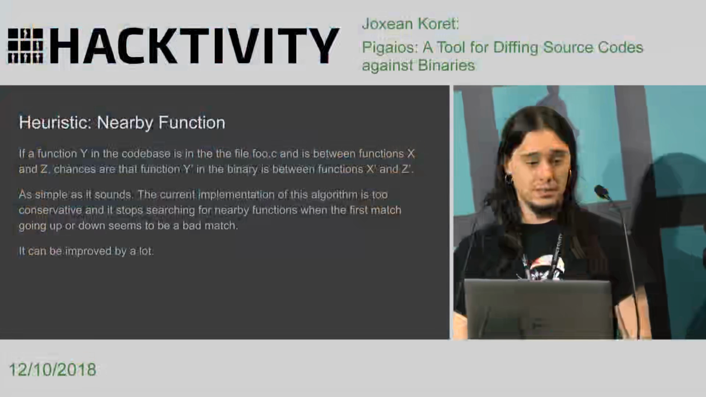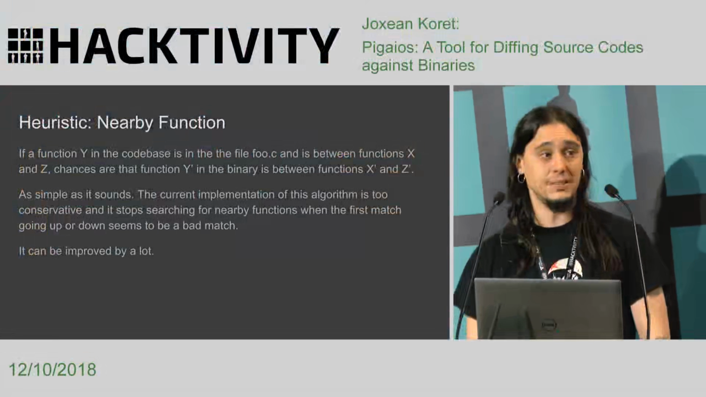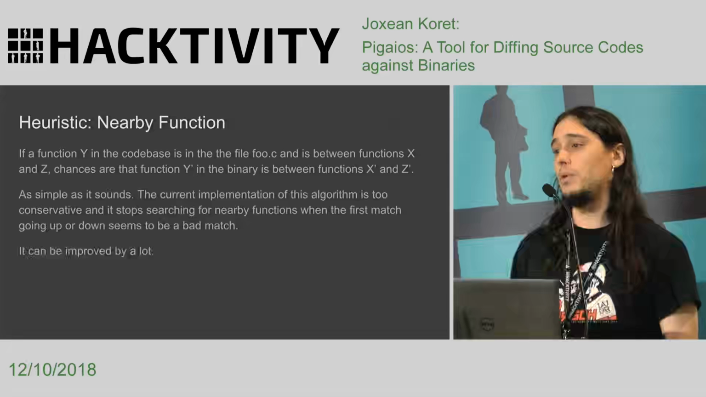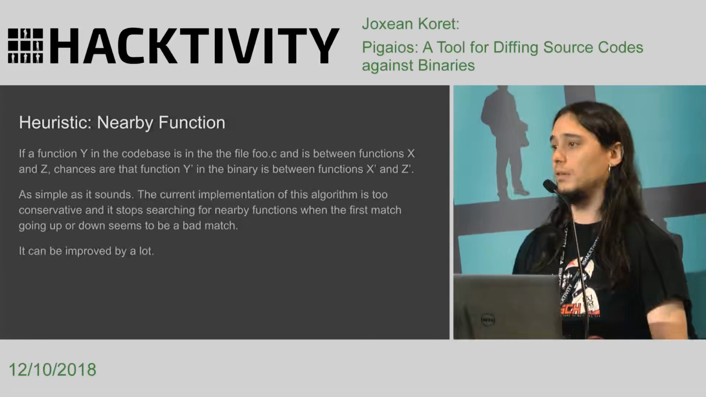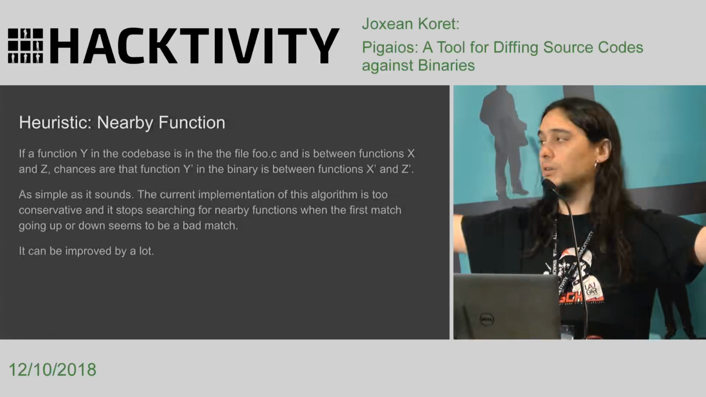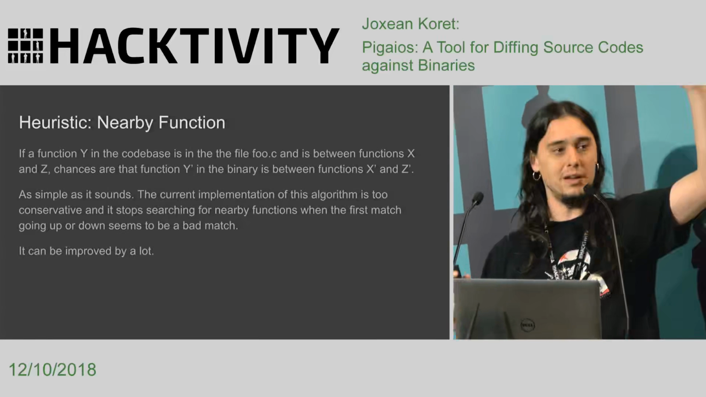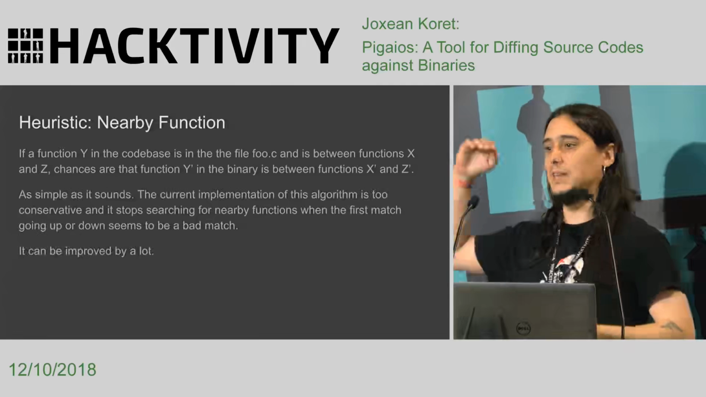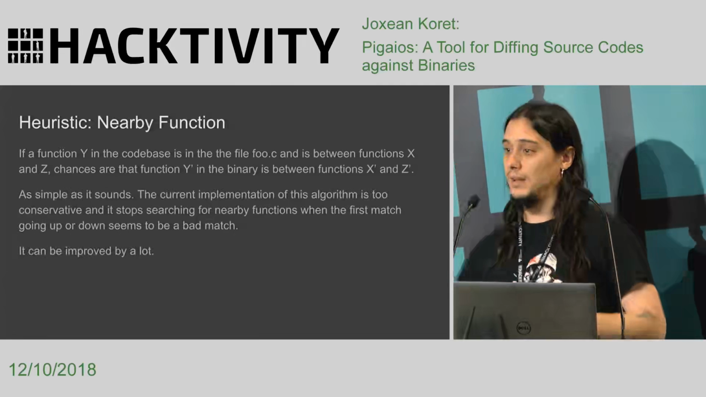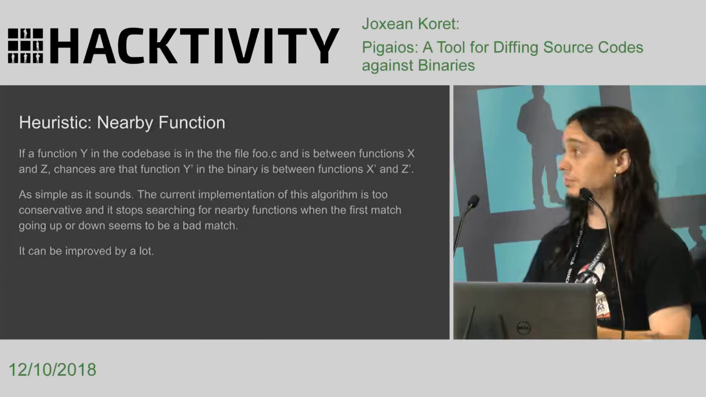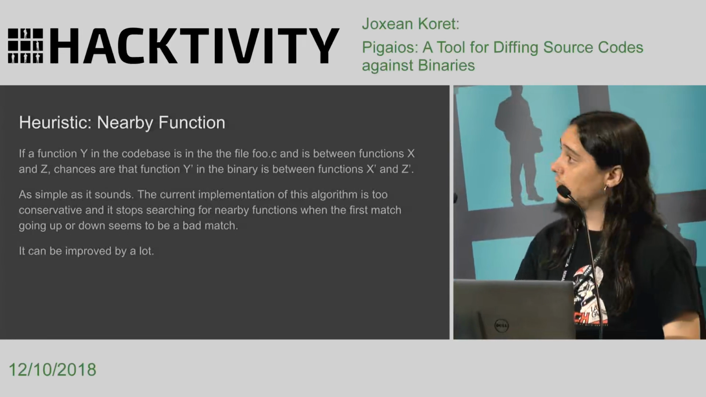Nearby Pantheons. So this is another heuristic that is pretty easy. Let's say that we matched Pantheon Y and Pantheon Y prime in the source code and in the binary. Chances are that the Pantheon that is before the Pantheon Y, Pantheon X, is actually the same X prime in the binary. The same for the next Pantheons. It's a very easy one.